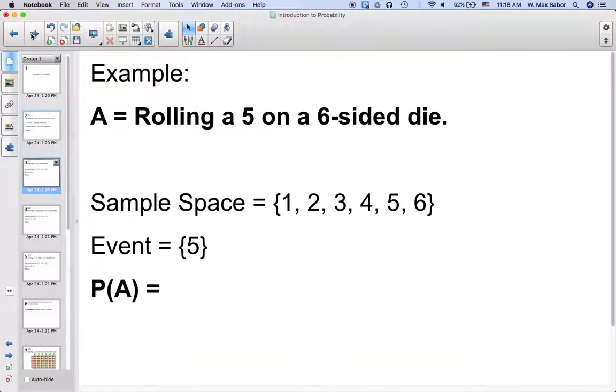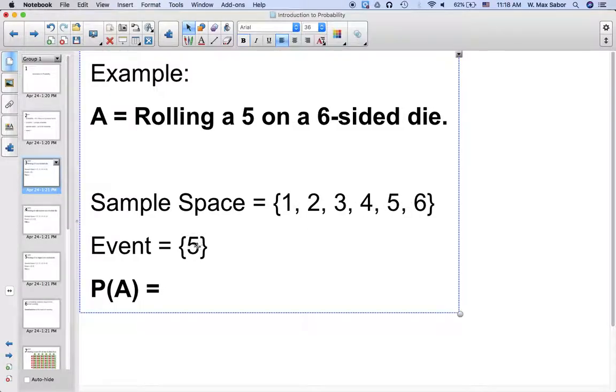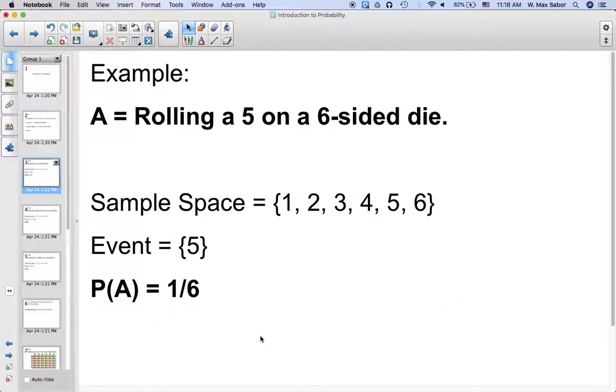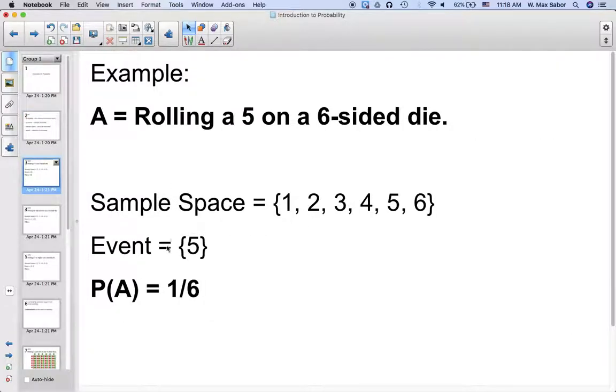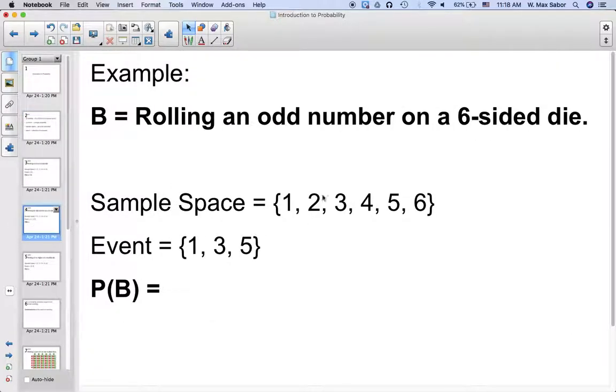For example, let's say we're rolling a 5 on a 6-sided die. The sample space is listing out all the options. A 6-sided die has 6 sides: 1, 2, 3, 4, 5, and 6. The event is rolling a 5, and the probability of that, well, there's 1 out of 6, and each of those has the same probability, so 1/6. 1, 2, 3, 4, 5, and 6 are each their own outcome.